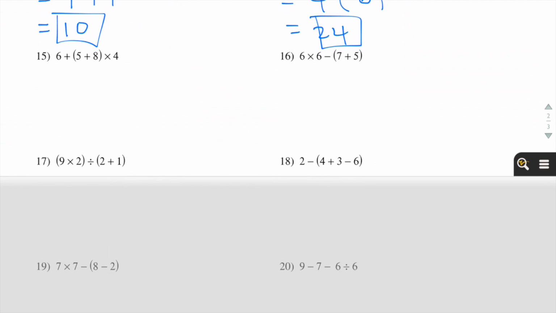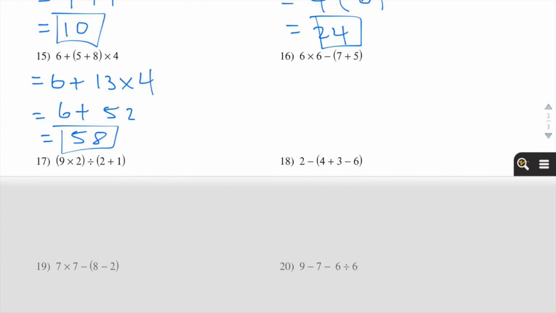So number 15, 6 plus, in parentheses, 5 plus 8, times 4. Going through the order of operations, parentheses, yes, and inside the parentheses we have addition, so let's go ahead and do that. 5 plus 8 is 13, times 4. So now all we have is addition and multiplication. We have to do the multiplication first. So let's do 6 plus 13 times 4, which ends up giving us 52. 6 plus 52 is 58.